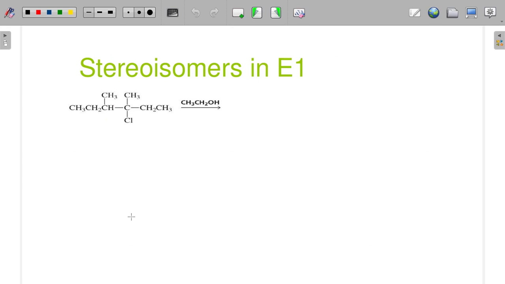All right. Under E1, a little bit easier to deal with because that first step creates that carbocation, and then our double bond goes here, here, and here. All those beta positions, all of those happen.